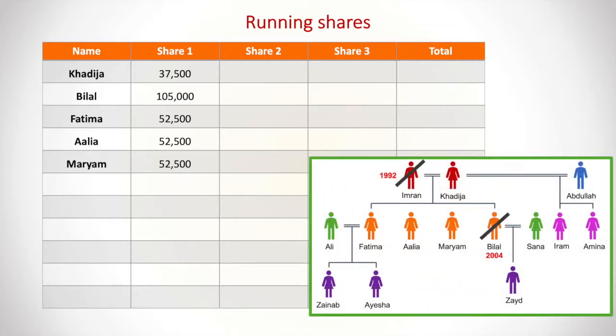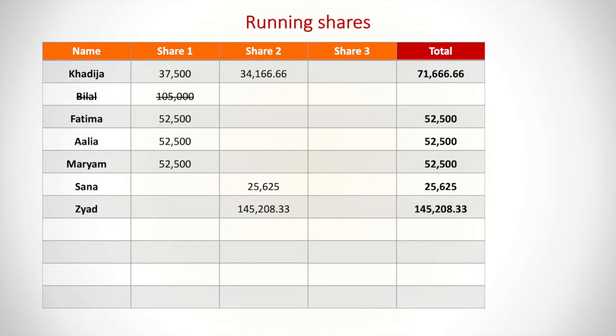First step is we look at the table again and see that we don't miss out anyone. Bilal died, so we will cancel his name out of the table. Khadija, who was the mom of Bilal, got an additional share of $34,166.66. Sana, the wife of Bilal, got a share as well, and Zayd got the bigger amount of the share. So now we can do some totals over here and see that Khadija has a total of $71,666.66, and so on and so forth.